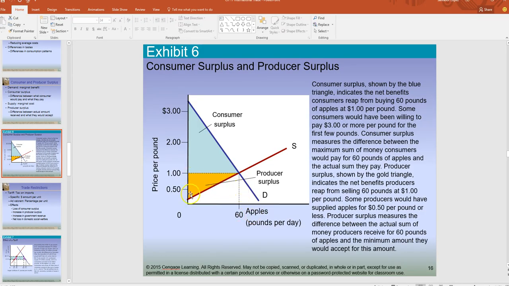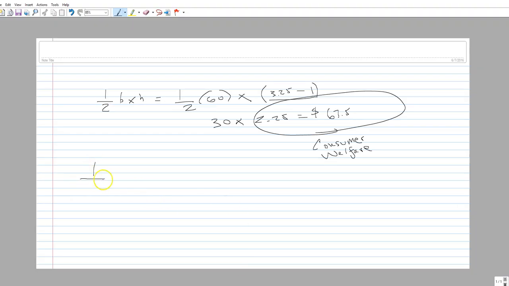And similarly, we can calculate the triangle here. That would be the producer surplus. Well, let's assume that this is point 10, this point here. So the area of the triangle would be 1/2 this times the height, which is 60. So in that case, 1/2 1 minus 0.10 times 60.